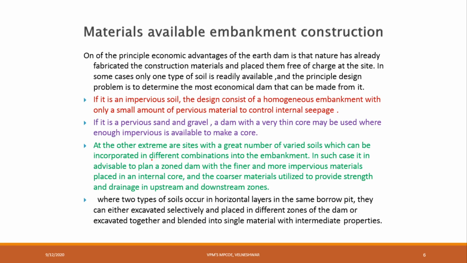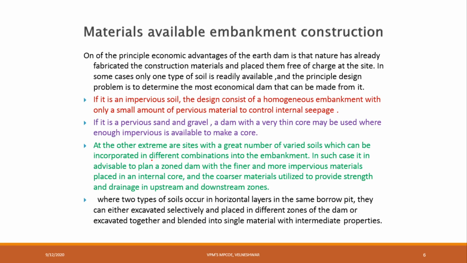Okay. Next, in some cases only one type of soil is readily available, and the principal design problem is to determine the most economical dam that can be made from it. Generally, soil, however much is available readily, that much we use. If you are purchasing 100% of the soil which is required, cost will be increased. So instead, if you are having 80% or 90% based on availability, we construct with that, and the remaining 10% it is okay to purchase if it is not available with us.